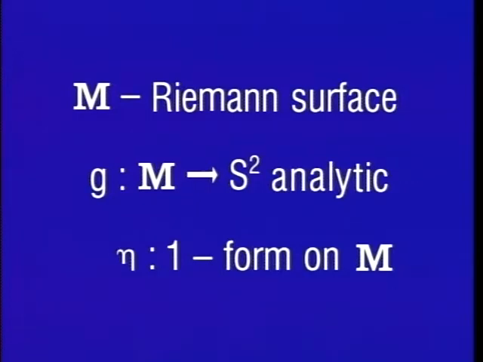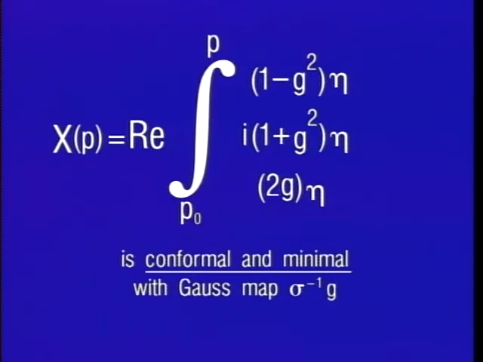So one starts out with a Riemann surface, a surface endowed with a conformal structure, a meromorphic function on the surface, and a one form on the surface. And one forms these contour integrals and takes the real part, and that reproduces the minimal surface in space as a conformal immersion. Now, one has to have a matching between this one form eta and the Gauss map G in order to make sure that there aren't singularities on the surface, places where the surface is weakly conformal. And properties of the surface, geometric properties of the surface, can be read off from properties of G and eta.